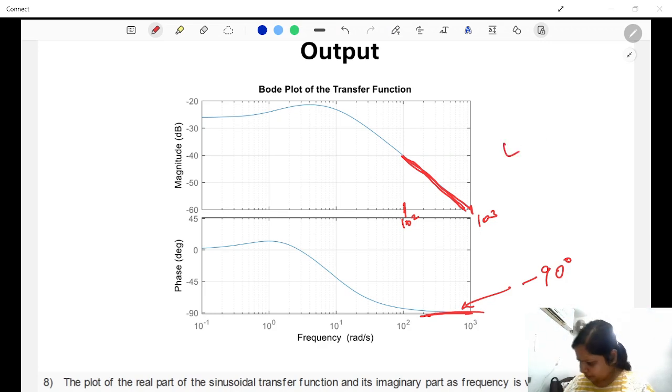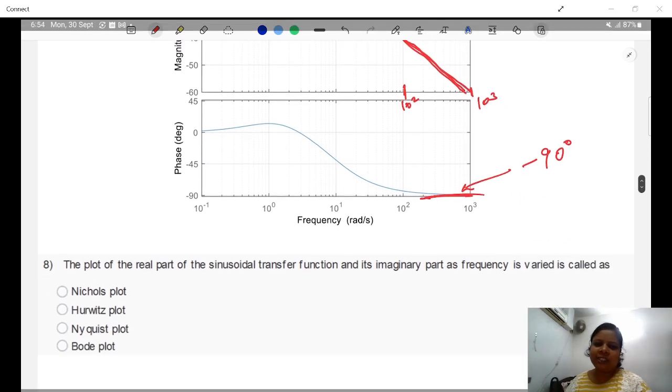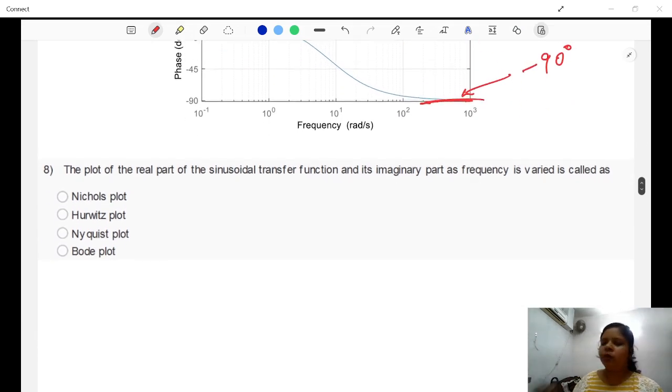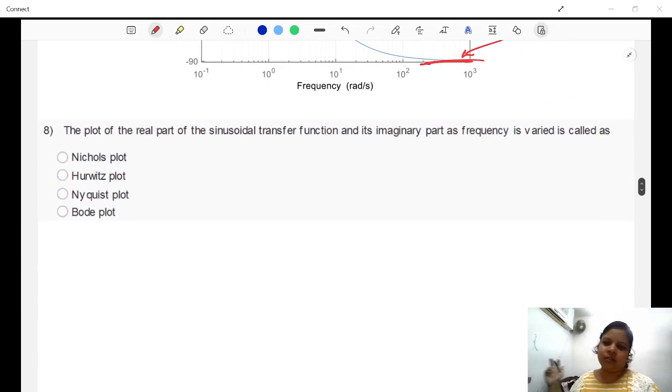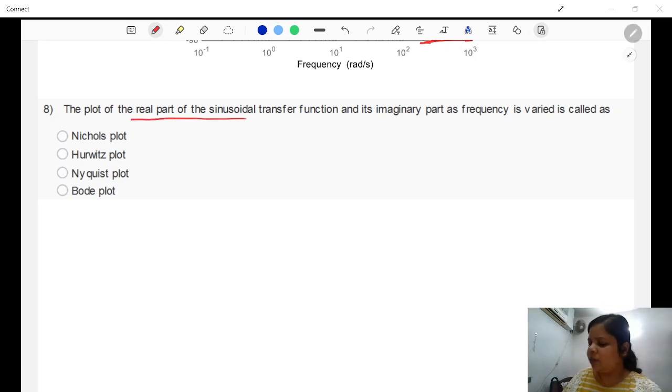All right. Now, every question that was solved in the last class, or anything that you want to see for a Bode plot, you can plot it in this way, just changing the transfer function. It's that easy. Now, the plot of the real part of the sinusoidal transfer function and its imaginary part.